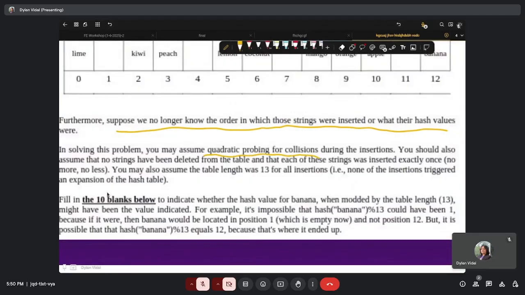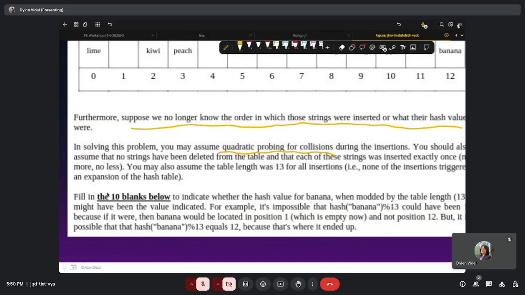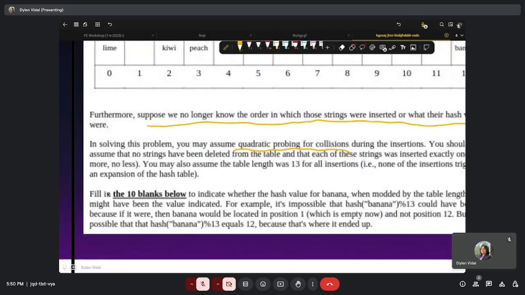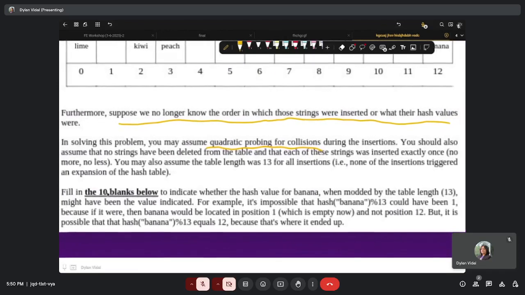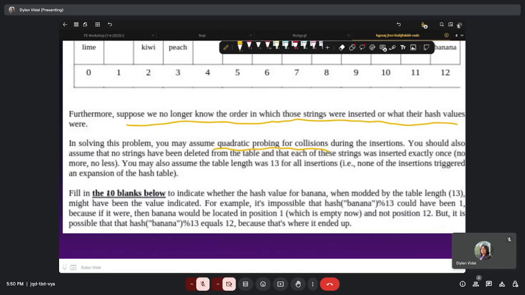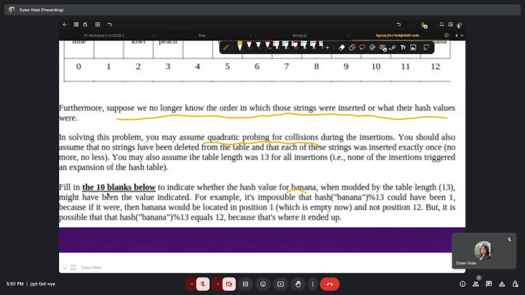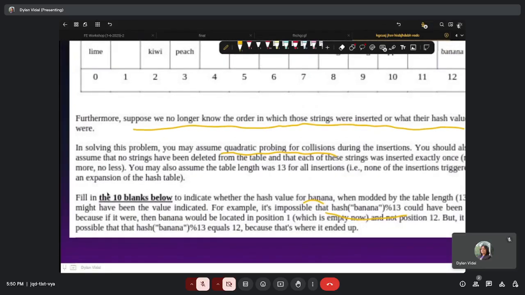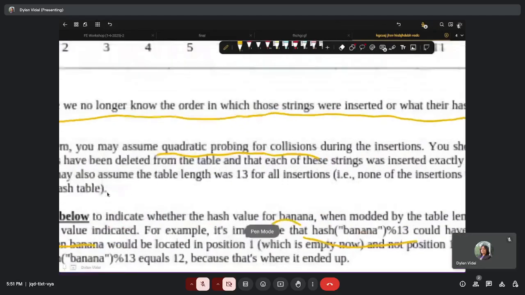This is important during the insertions. You should also assume that no strings have been deleted from the table and that each of these strings were inserted exactly once, no more, no less. You may assume the table length was 13 for all insertions, i.e. none of the insertions triggered an expansion of the table. Fill in the 10 blanks below to indicate whether the hash value for banana, when modded by the table length 13, might have been placed in this value. For example, it's impossible that hash banana mod 13 could have been 1, because if it were, banana would have been there. Do we understand the question, the nature of what we're trying to figure out? Right? So we're trying to figure out all of the positions banana could have been.